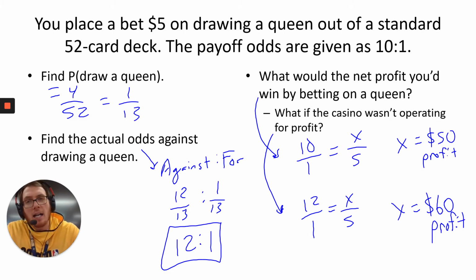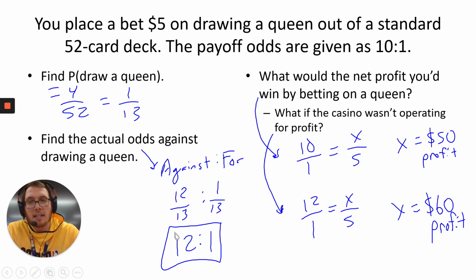The actual odds against are 12 over 13, because there's 12 out of 13 ways to not draw a queen, versus the 1 out of 13 ways to draw a queen. So that, or you could have done 48 over 52 and 4 over 52. From there, the divide by 13s are going to cancel, so it ends up just being the numerators. As long as the denominators are the same, it's just the numerators.